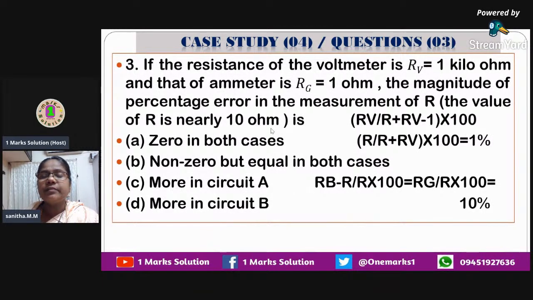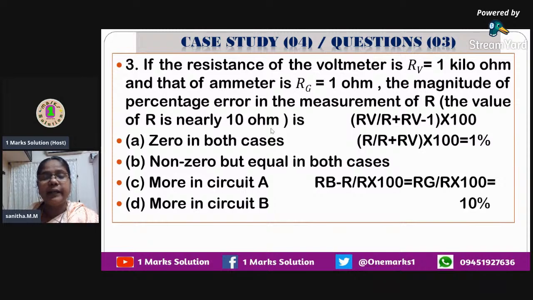If the resistance of the voltmeter RV is equal to 1 kilo, they are giving the value of the resistance of the voltmeter as 1 kilo. And all of you know that a voltmeter has more resistance. 1 kilo means 1 into 10 raised to 3. And that of the ammeter is Rg is equal to 1 ohm. The magnitude of percentage error in the measurement of R.